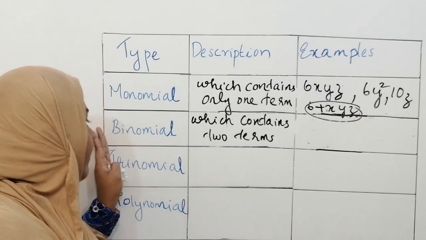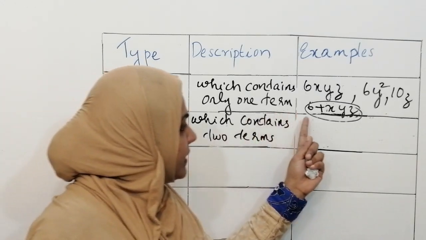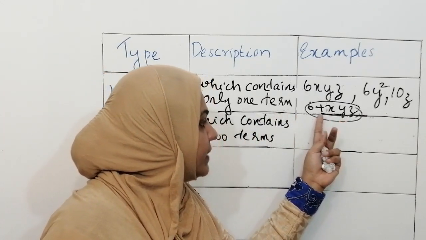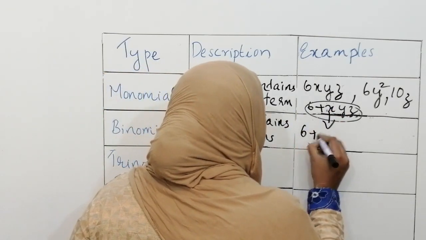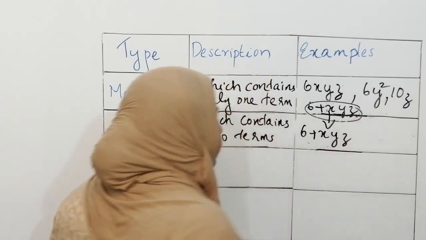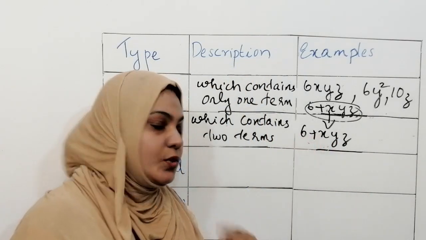Here I already explained what is binomial. Here you can see 6 plus xyz. It has two terms, separated by a plus sign. So this will come here. So here we can write 6 plus xyz. This is an algebraic expression which contains two terms.